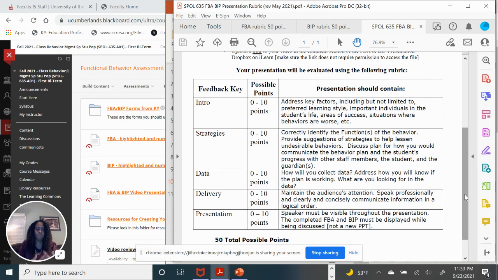Your data from when you went and observed the student. How will you collect data? Address how you will know if the plan is working. What are you looking for in the data?